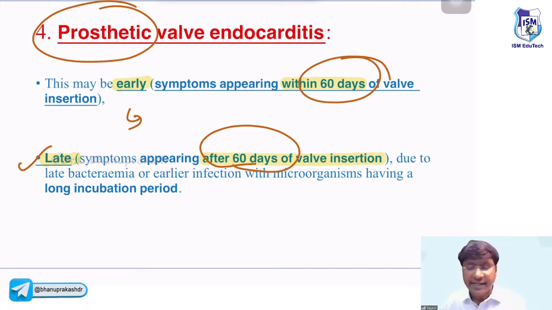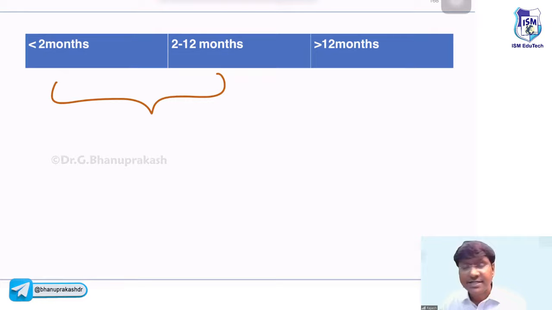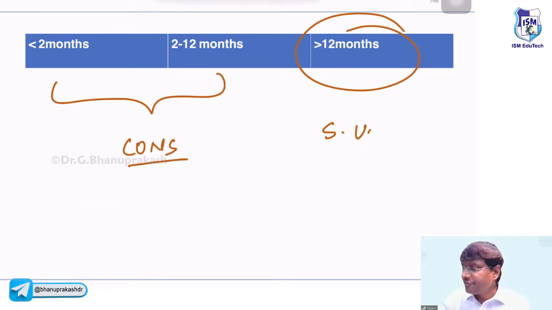You need to know the organisms. Within the first 2 months, or even 2 to 12 months, the most common organism is the coagulase-negative staphylococci, that is Staphylococcus epidermidis. After 12 months, the organisms are Streptococcus viridans and Staphylococcus aureus. So these are the organisms that cause prosthetic valve endocarditis.